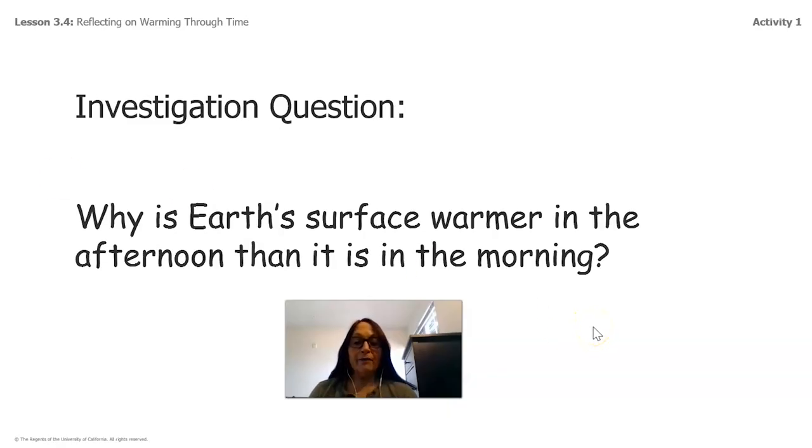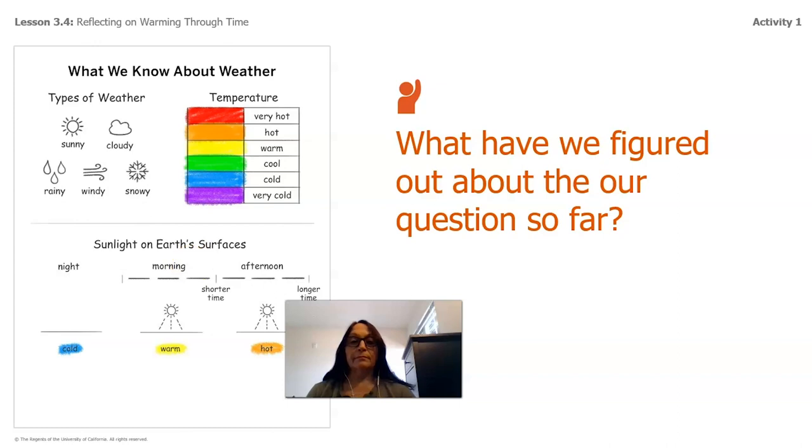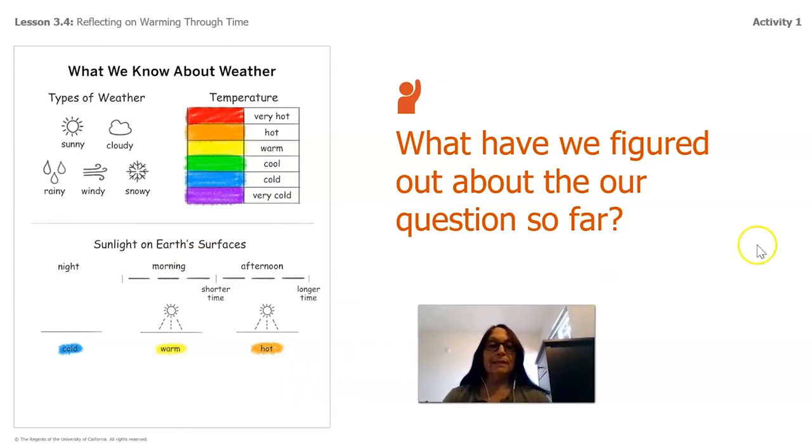So our investigation question is, why is Earth's surface warmer in the afternoon than it is in the morning? I'm going to repeat that again. Why is the Earth's surface warmer in the afternoon than it is in the morning? I've been asking you that question several times. In our last lesson, I asked you that question as well.